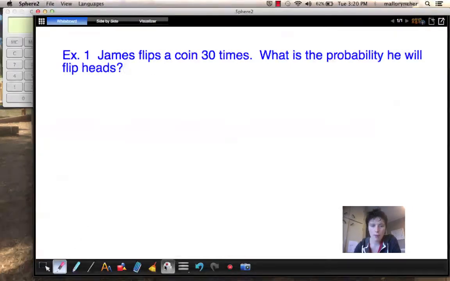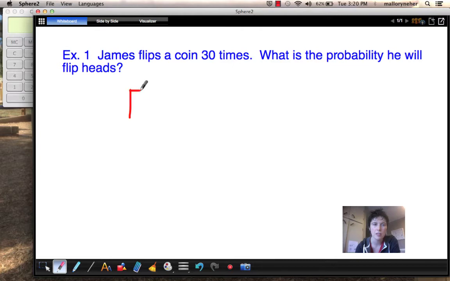Okay, so let's talk about how to do this problem. First off, he is flipping a coin 30 times. That's our sample space. That's how many times he's going to flip the coin. So if we have 30 flips, we already have a number we can work off of. And we're trying to find the probability of heads.